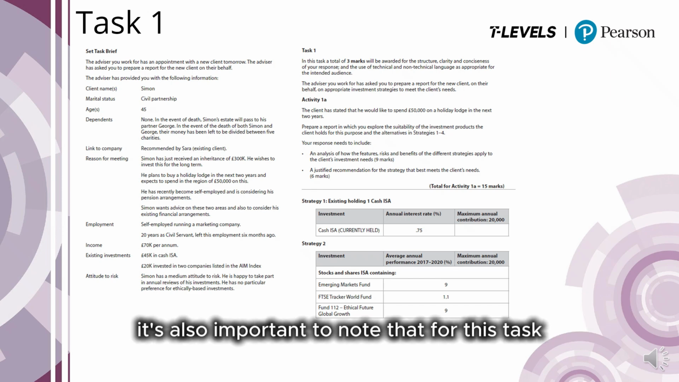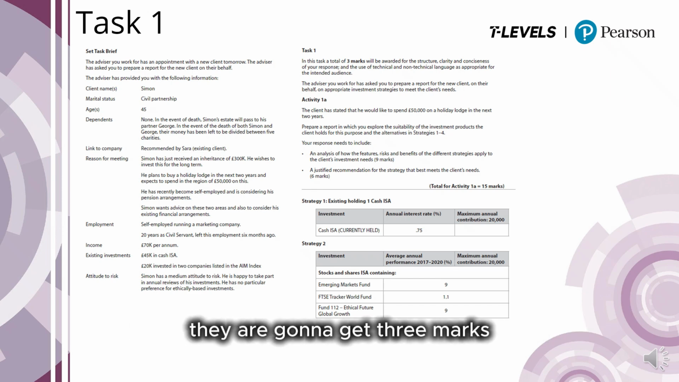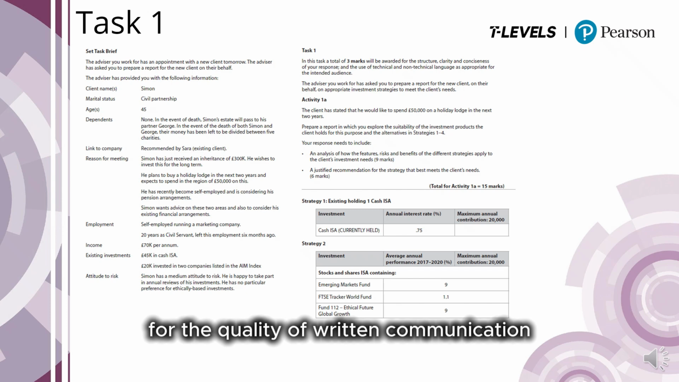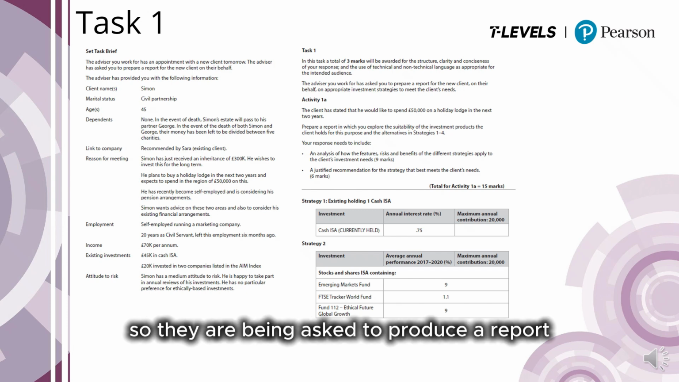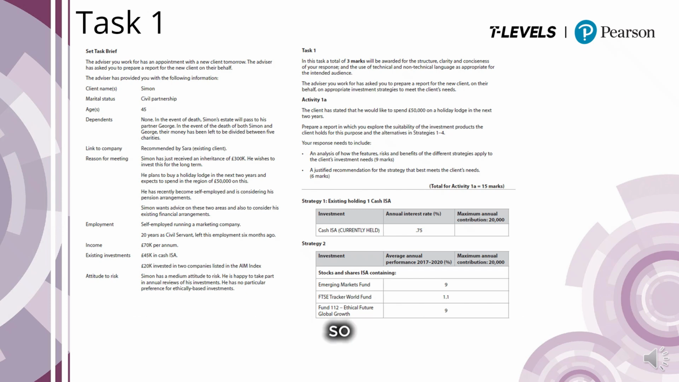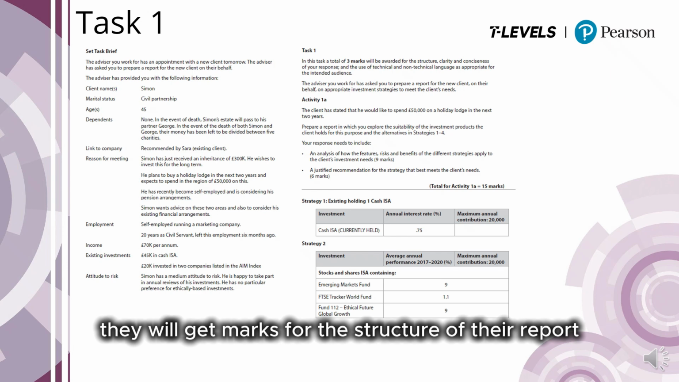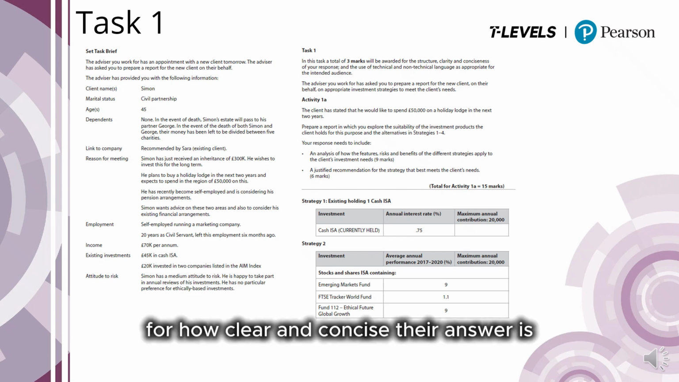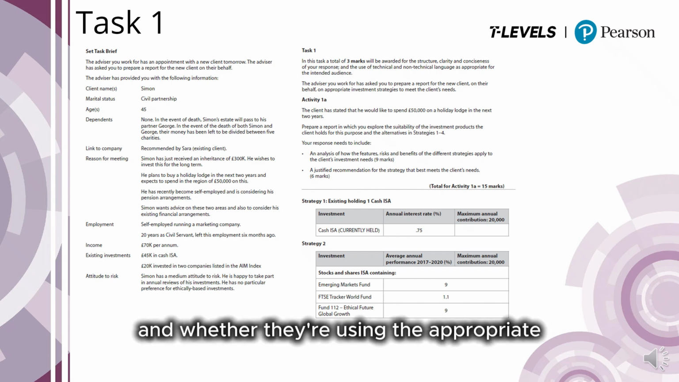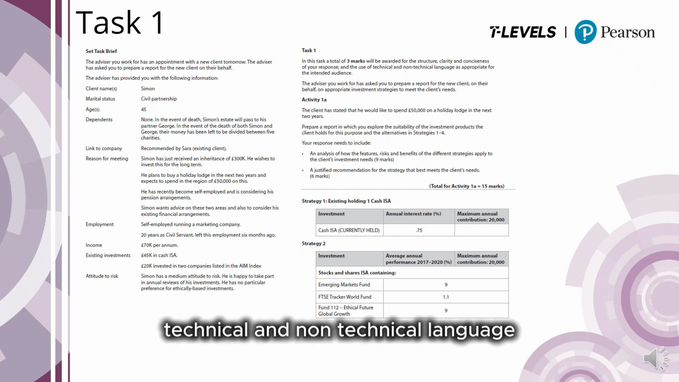It's also important to note that for this task, they are going to get 3 marks for the quality of written communication. So they are being asked to produce a report. They will get marks for the structure of their report, for how clear and concise their answer is, and whether they're using the appropriate technical and non-technical language for the audience.